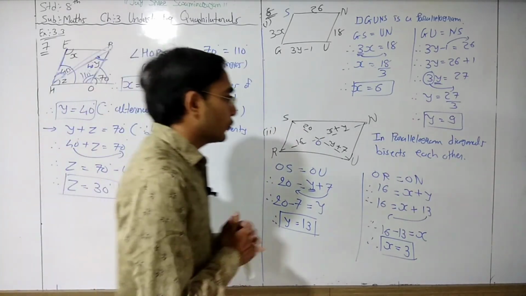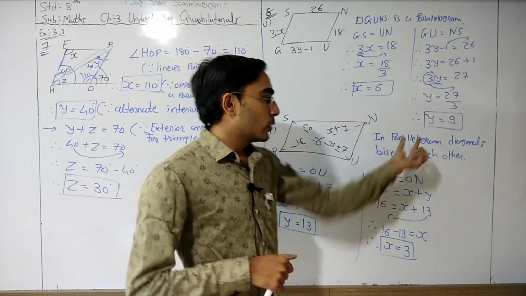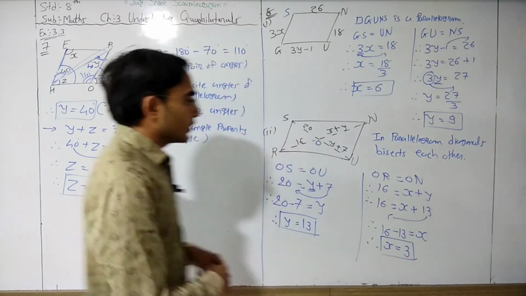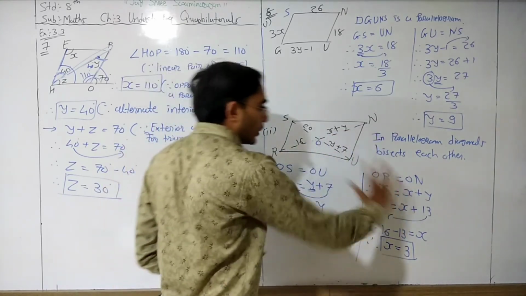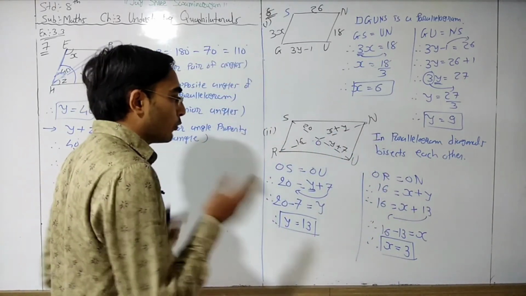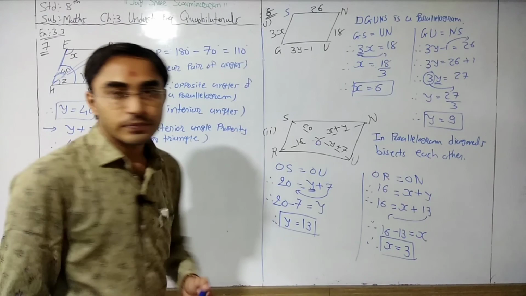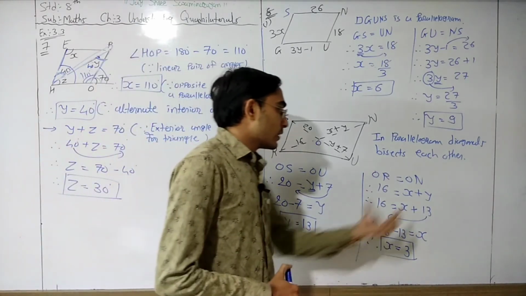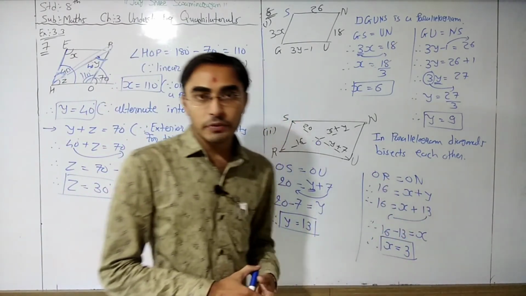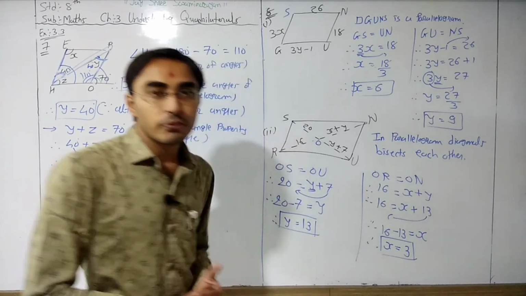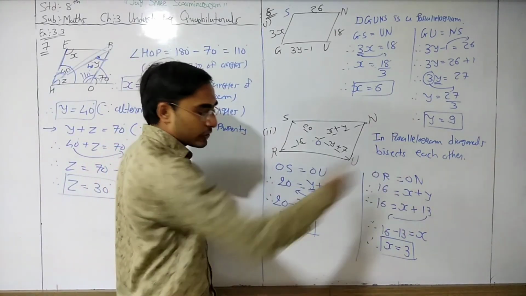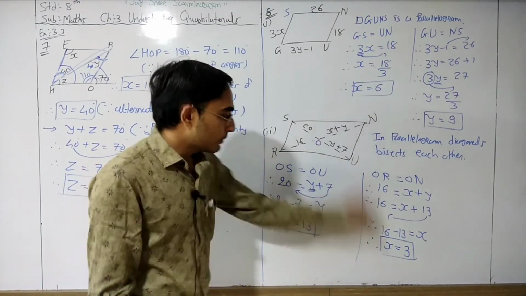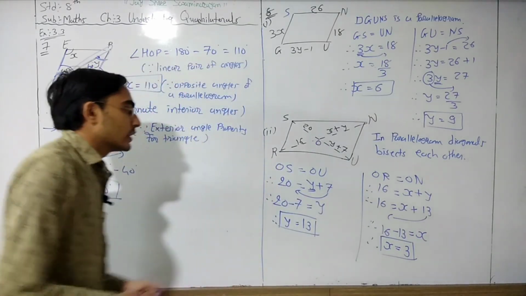Okay, here we need to use the property that in a parallelogram, diagonals bisect each other. So OS and OU are equal, OR and ON are equal, and put the values of OS, OU, OR and ON. But first of all, we cannot solve this equation. First we need to find the value of y, and that same value we can use in equation number 2. From that we can find the value of x.